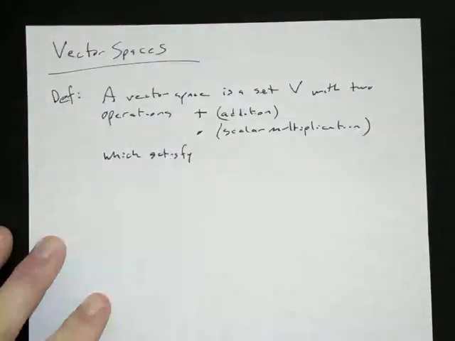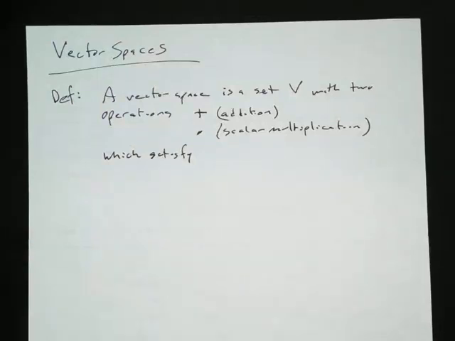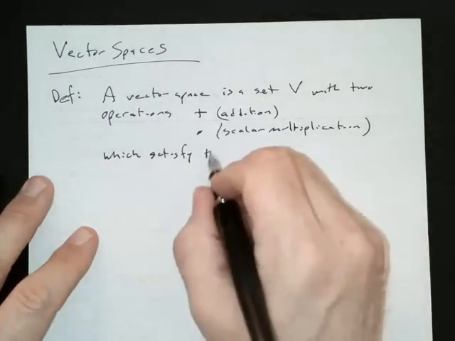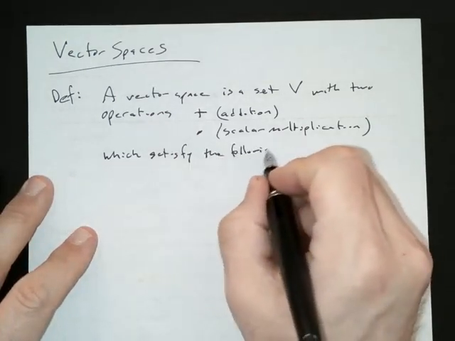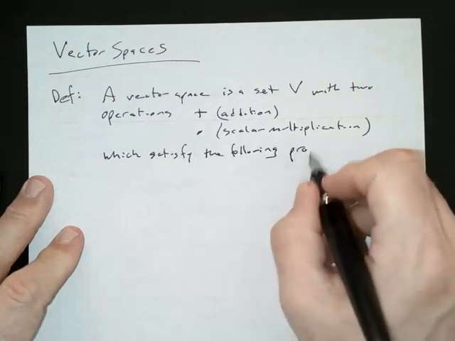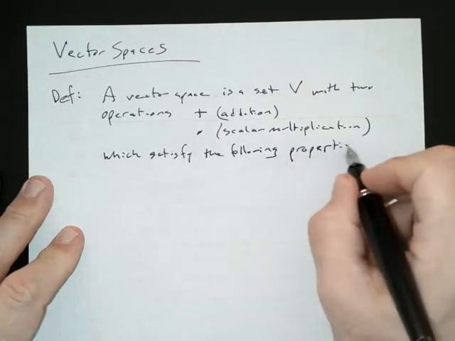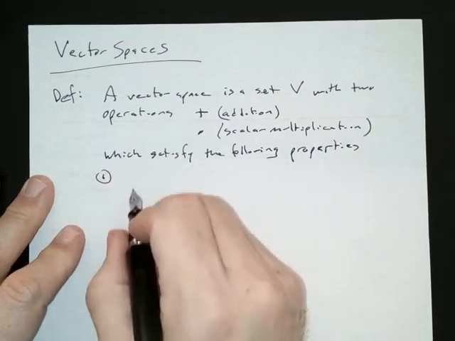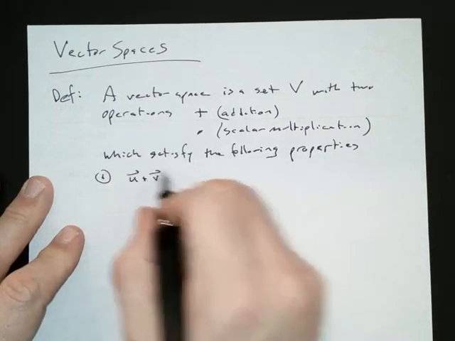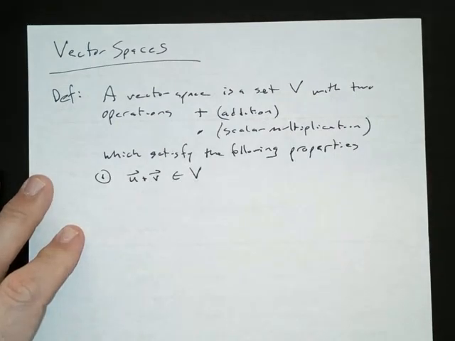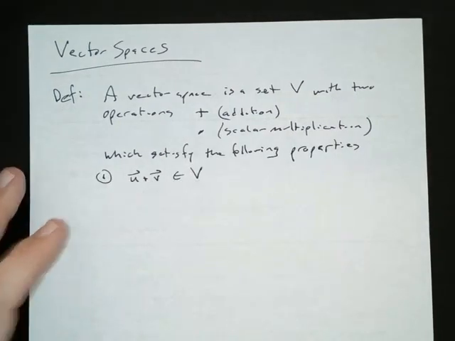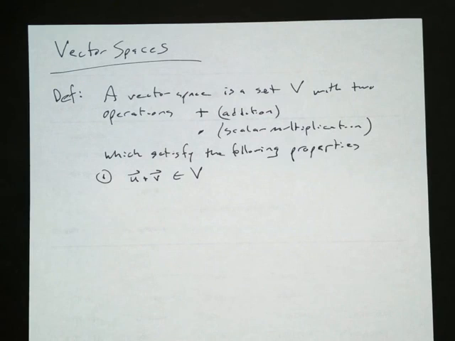The list of properties is on the very first thing in section 4.1. There are 10 properties. You don't have to memorize them. You're welcome to just say, hey, look at the book for the 10 properties, but I want to go through this. The first 5 are all about the addition idea. If I add two things in my set, I stay in my set.